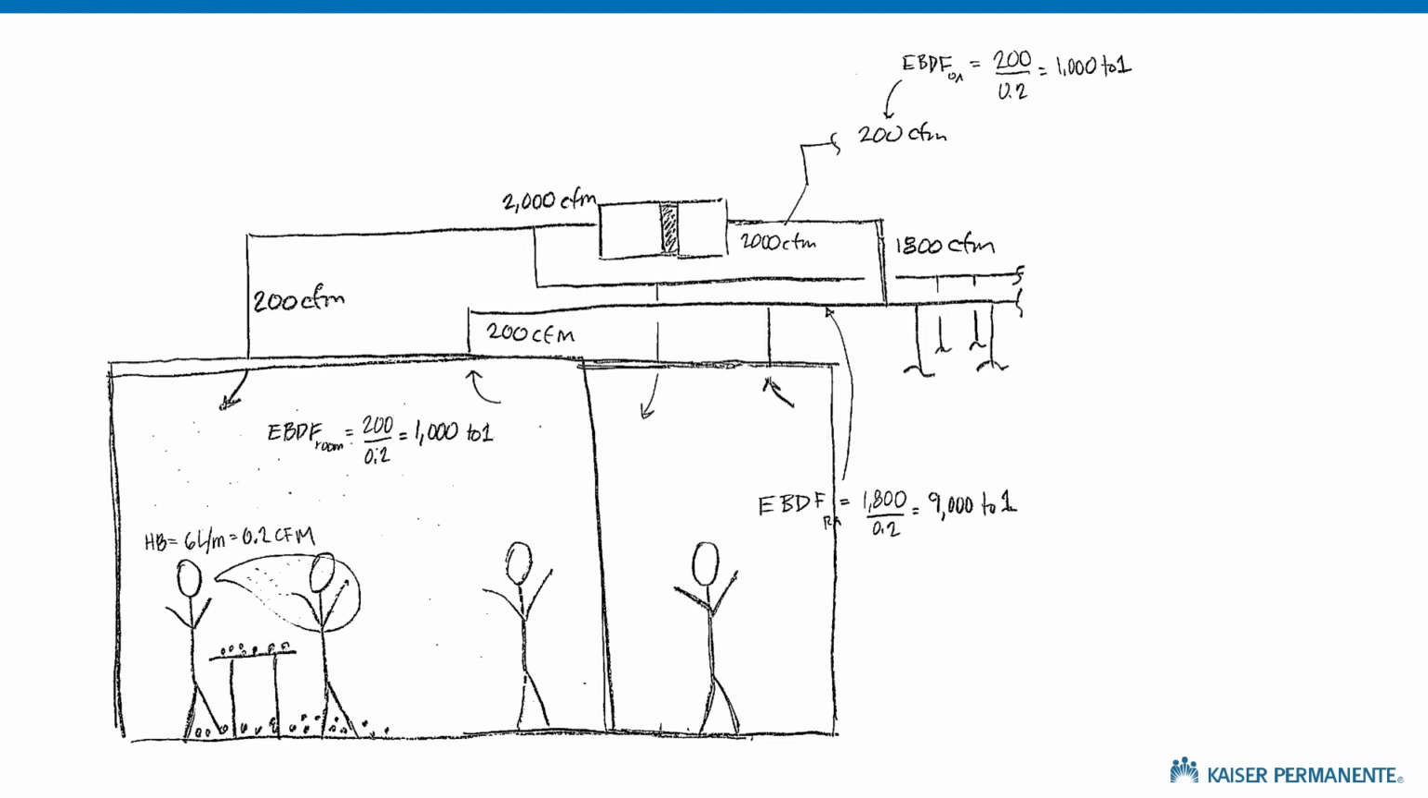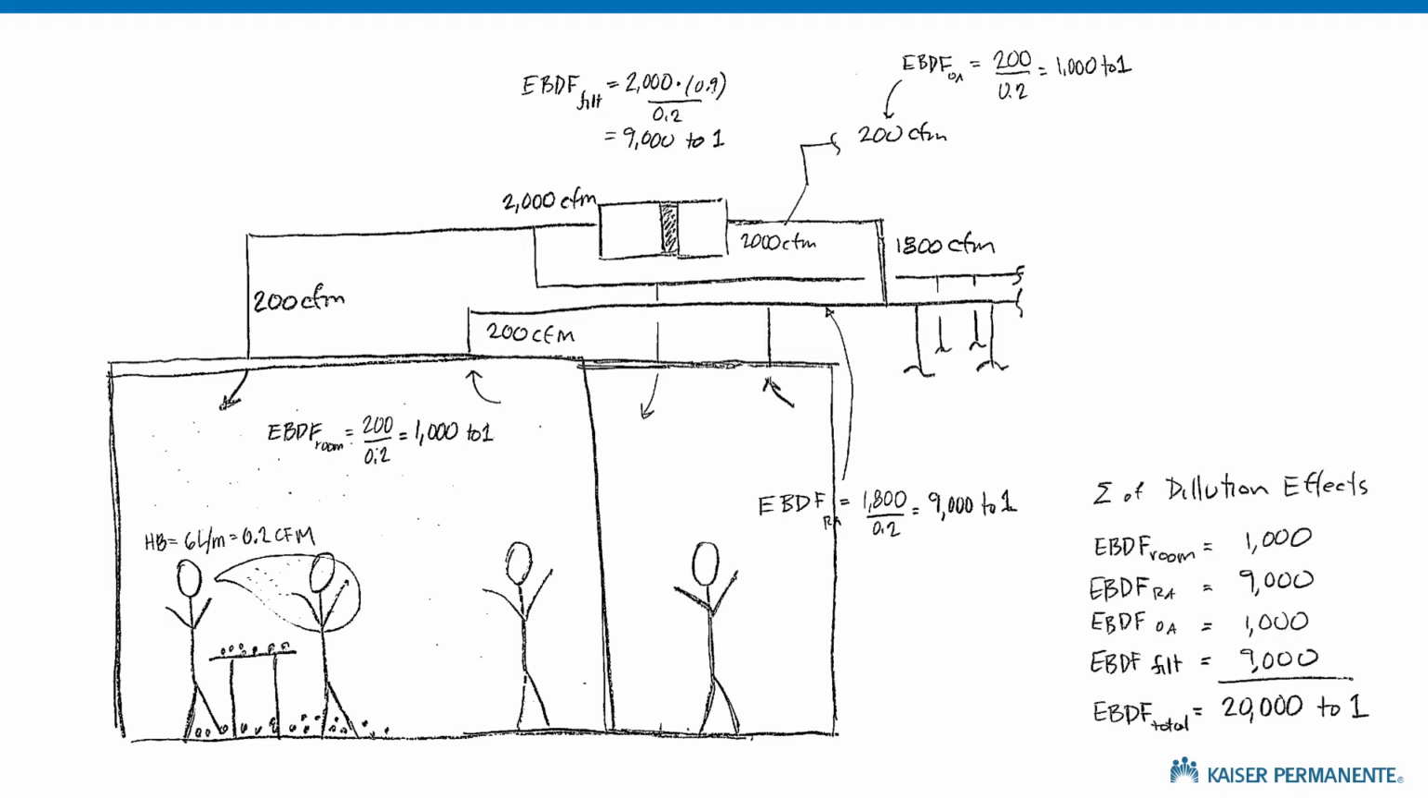And then the air going across the filter gets a dilution factor that's actually a multiplier, so that winds up at 9,000 to 1. And since this is all conservation of mass, all of those dilution effects are additive to each other. So you can just sum up the room, the return, the outdoor air, and the filter for an overall dilution factor of the system.